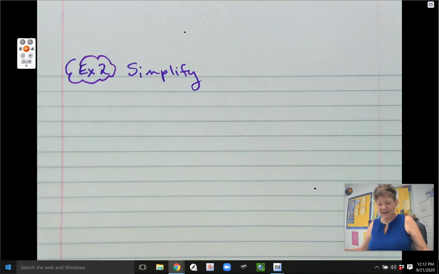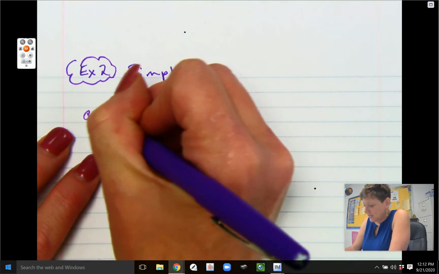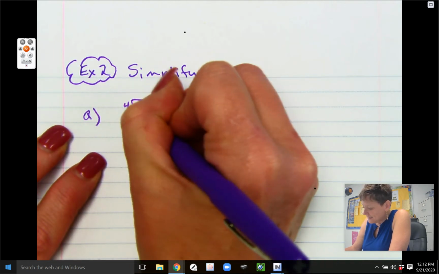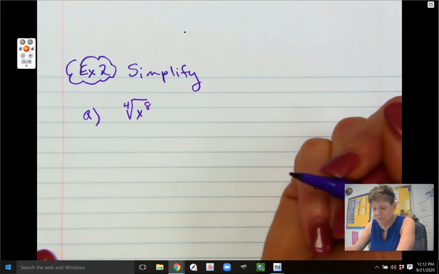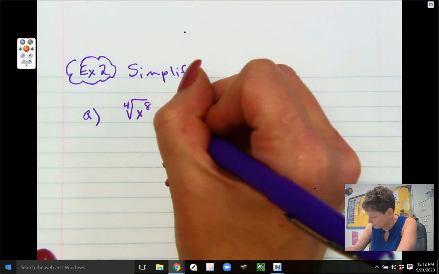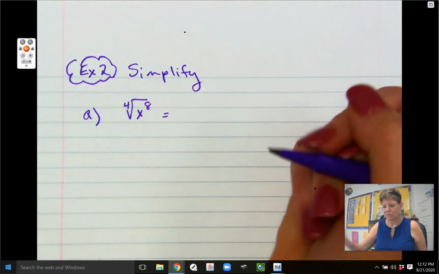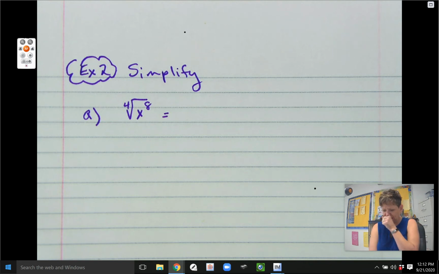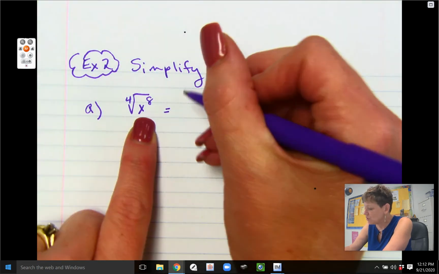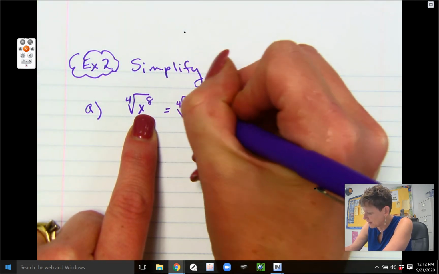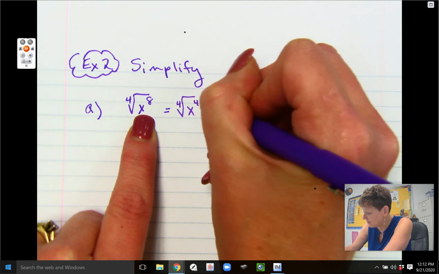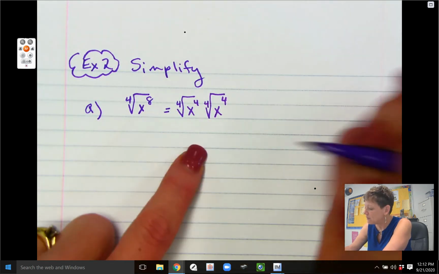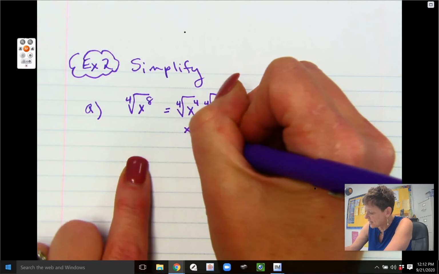Okay, and this time A is the fourth root of x to the 8th. All right. Now what our property says is that you can break this up essentially, right? So you could break this up to be the fourth root of x to the 4th times the fourth root of x to the 4th. And that will give you x times x is x squared.